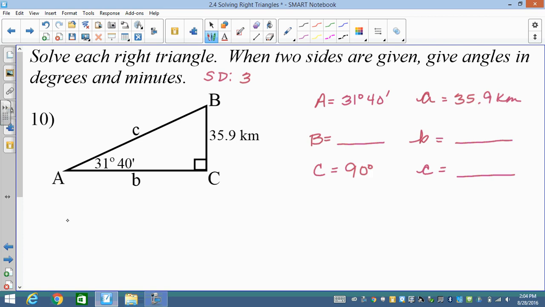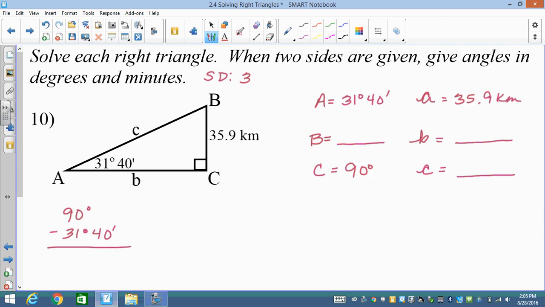Now again, remember you have to use the given information as much as possible, and I will use the given information all the way through these. I will not jump back and forth on them. Okay, so the first thing I need is, well, I'm going to go for the easy one, angle B. So this is going to be 90 degrees minus 31 degrees, 40 minutes.